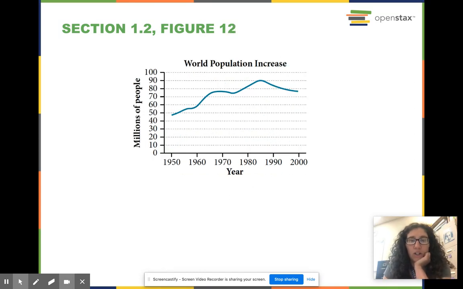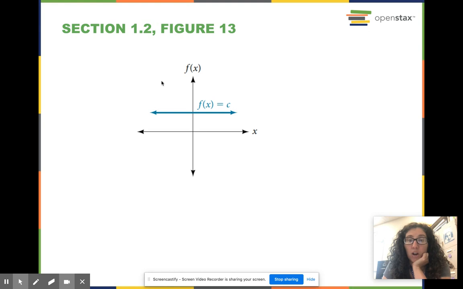All right. Here's another one we could look at, world population increase. It looks like the domain would go from about 1950 to 2000, probably inclusive. And the range would go from, I don't know, let's estimate 48, the y value here, up to about 90. Okay, so now let's look at the toolkit functions.